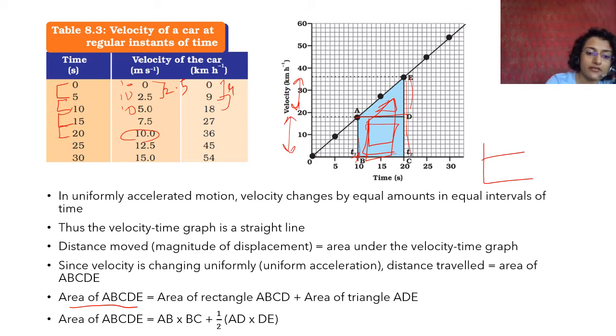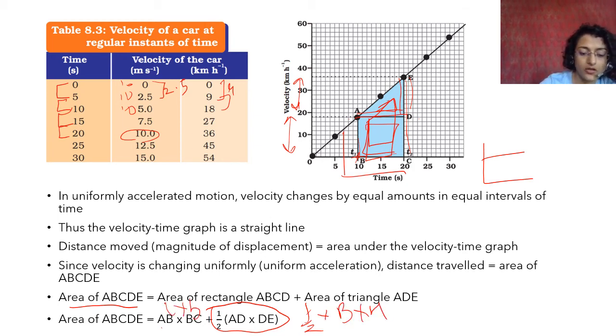Area of ABCD will be AB into BC. This is the area of a rectangle, which is length into breadth. Then half into base into height: half into AD, this is the base, and into height. So this is the area of triangle ADE. So these are the formulas, and this is how you find the area of ABCDE.